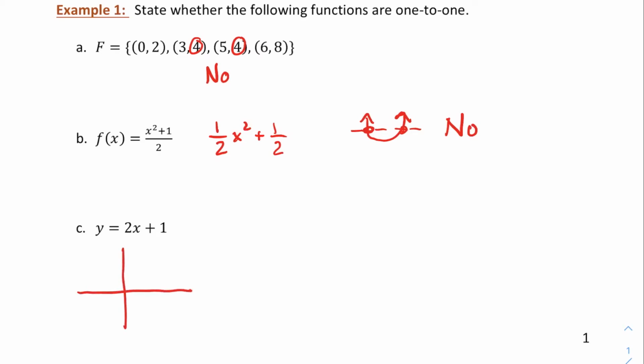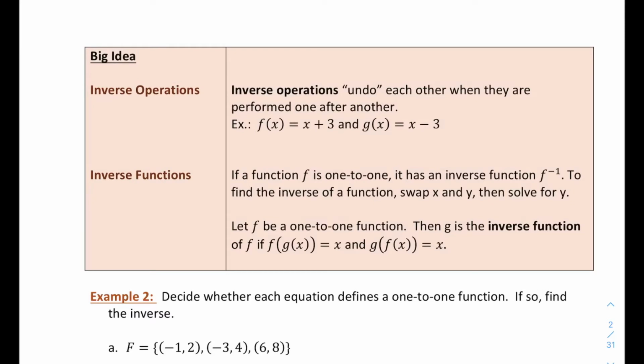On C, I would think about the graph. That's a linear function, so it's going to pass the horizontal line test and be one-to-one. It's important to be able to identify functions that are one-to-one because those functions have inverses. So inverse operations are operations that undo each other when they're performed one after another.